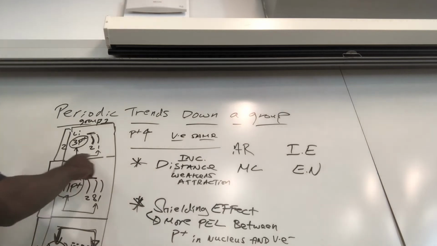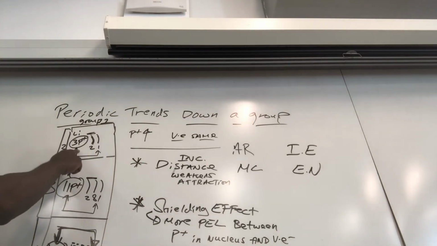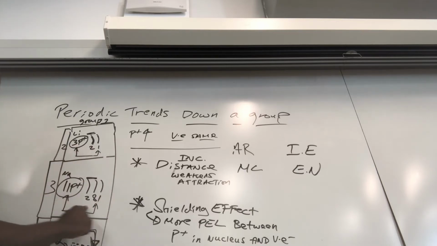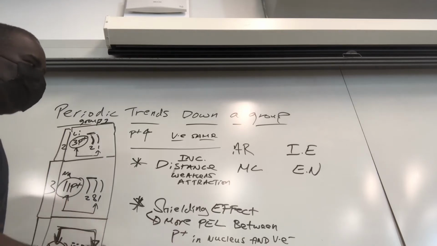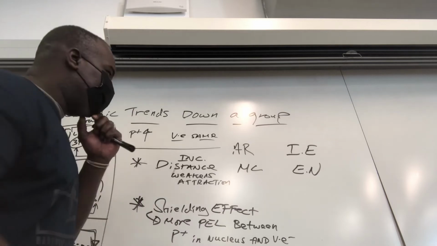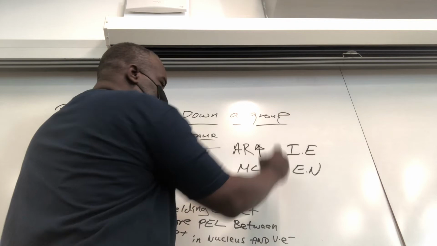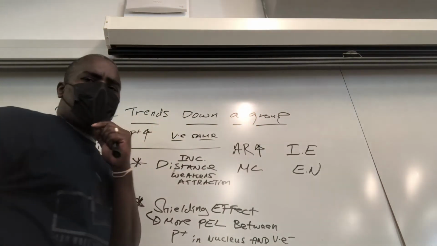Because you look at these guys right here, there are more and more shells as you progressively go down. Lithium has only 2 shells, sodium has 3 shells, and potassium has 4 shells, okay? So it's getting larger and larger. Think of the shells as coats of electron cloud. So as you go down a group, your atomic radius increases. You put a little arrow up next to it.